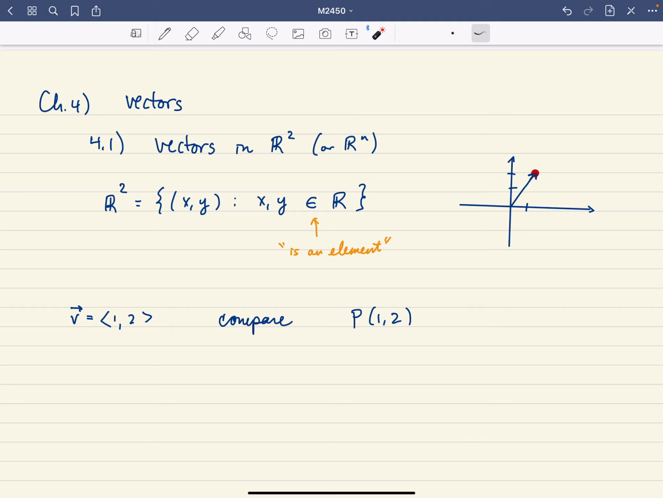And I think of it as a set of instructions. It just says, wherever you start, move however many units in the x direction and however many units in the y direction, and that's where you're going to end up. Okay, so that's a vector.